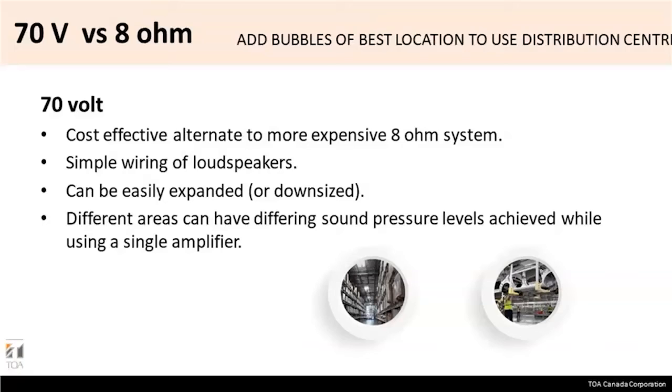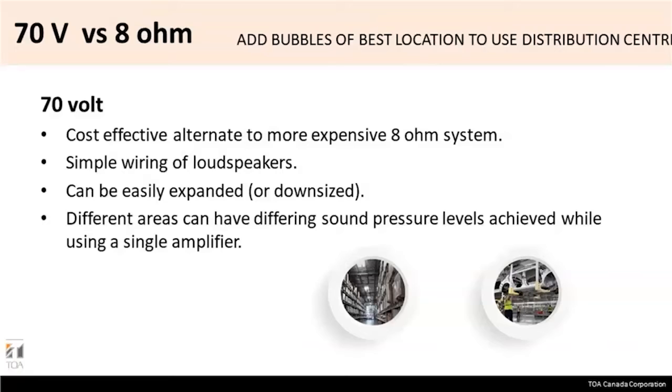So there are multiple areas where you need speakers, right? When you use a 70 volt system, it tends to be more cost effective as compared to an 8 ohm system, because just imagine multiple cables coming in and the amount of amplification you would need for an 8 ohm system will be much more, right? And also the cabling part of it is very, very easy. Let's say you want to add a couple more speakers, it is more flexible as compared to an 8 ohm system. Or even if you want to downsize, it's much easier on a 70 volt system as compared to an 8 ohm system.